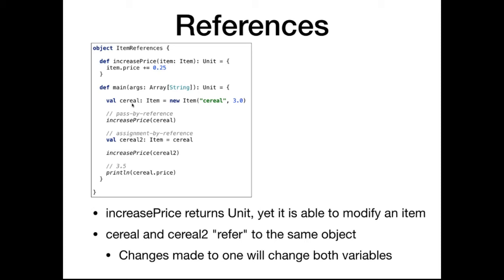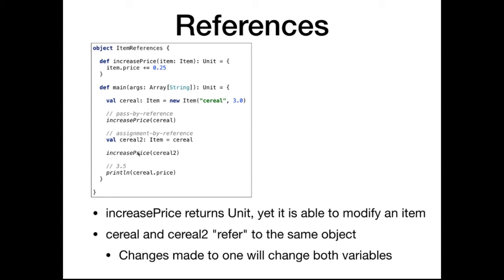Because when I called this method, I gave it my entire object. And I said, here, have the entire object. So this change is reflected out here. This variable item stores the same exact object as this variable cereal. And if I do this assignment, cereal2, just another variable of type item, equals cereal. Cereal and cereal2, these two variables store the same exact object.